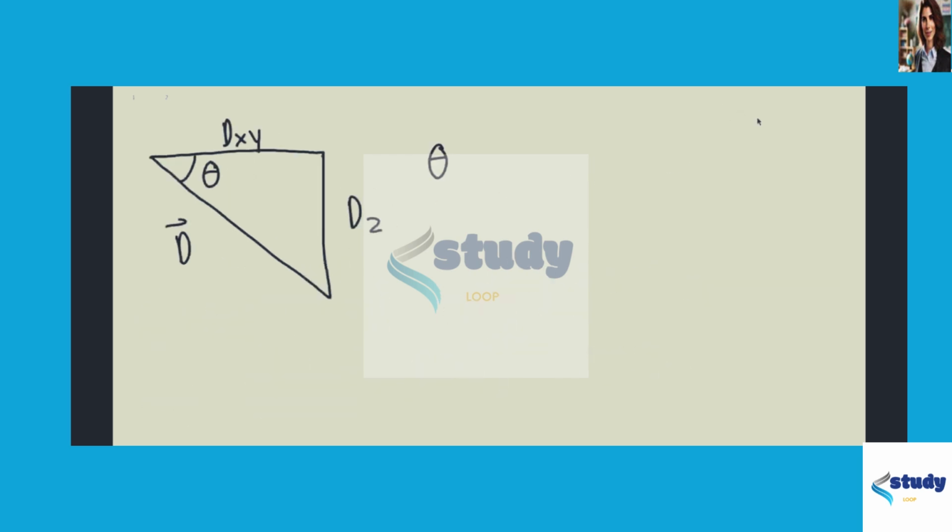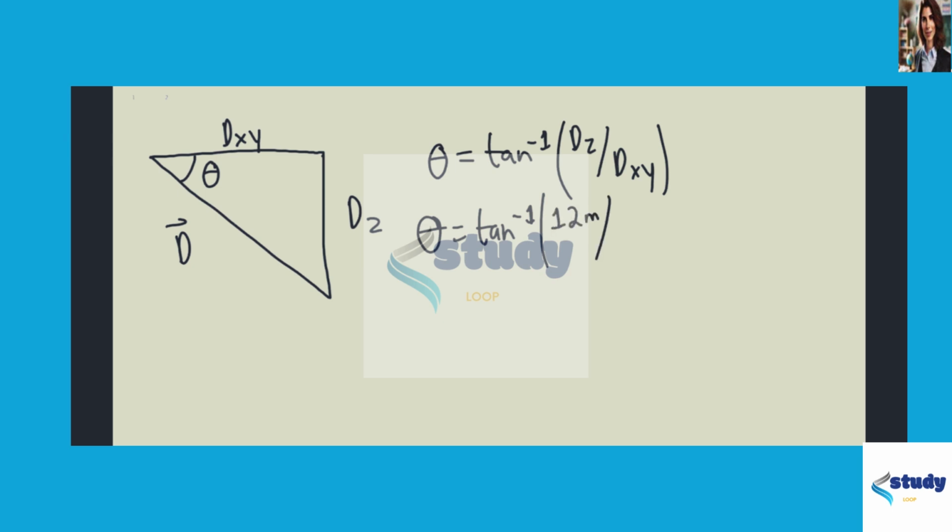So here, if this is our phi, we can say that theta would be equal to arctan of d sub z divided by d sub xy. And we can solve, so theta would be arctan of, rather, we can just say positive 12 meters divided by 74.7 meters. This is going to be equal to negative 9 degrees. So this would be, rather, 9 degrees. But you just have to take into consideration the direction. So theta would be 9 degrees below the horizontal.